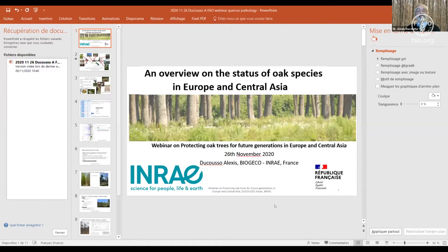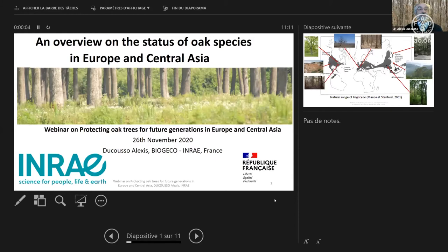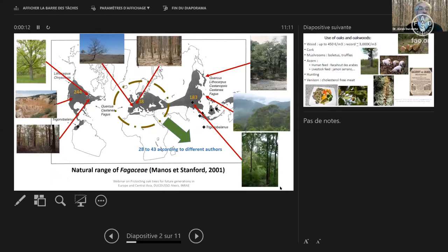The aim of my talk is an overview of the status of oak in Europe and Central Asia. Here we have a map of oak in the world. We have 244 species in America, 180 species in Europe and Central Asia, but this number depends on the author. It could be from 24 to 43. And we also have 183 species in Asia.